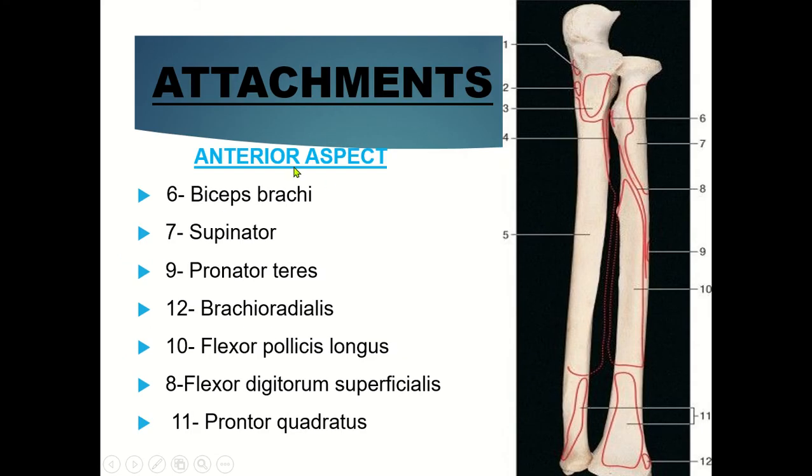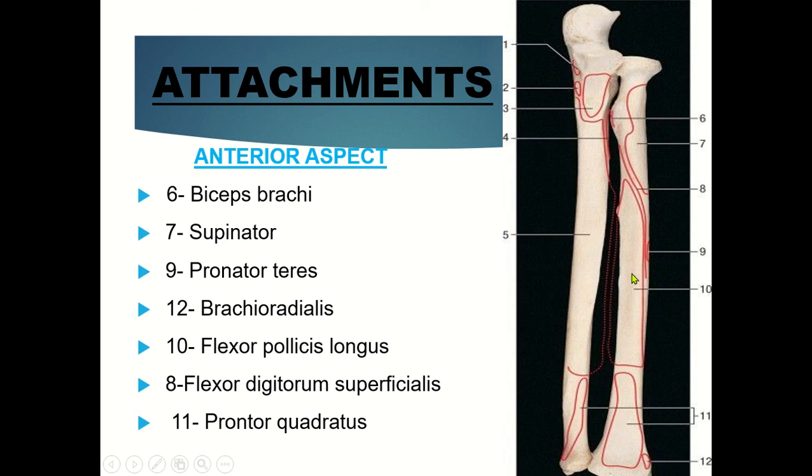Now we go through the attachments of radius. So in the anterior aspect, first of all, we will see on number 6 there is attachment of biceps brachii. So biceps brachii attaches on the radial tuberosity. On number 7 here there is attachment of supinator muscle. Here there is attachment of pronator teres. On 12 there is attachment of brachioradialis.